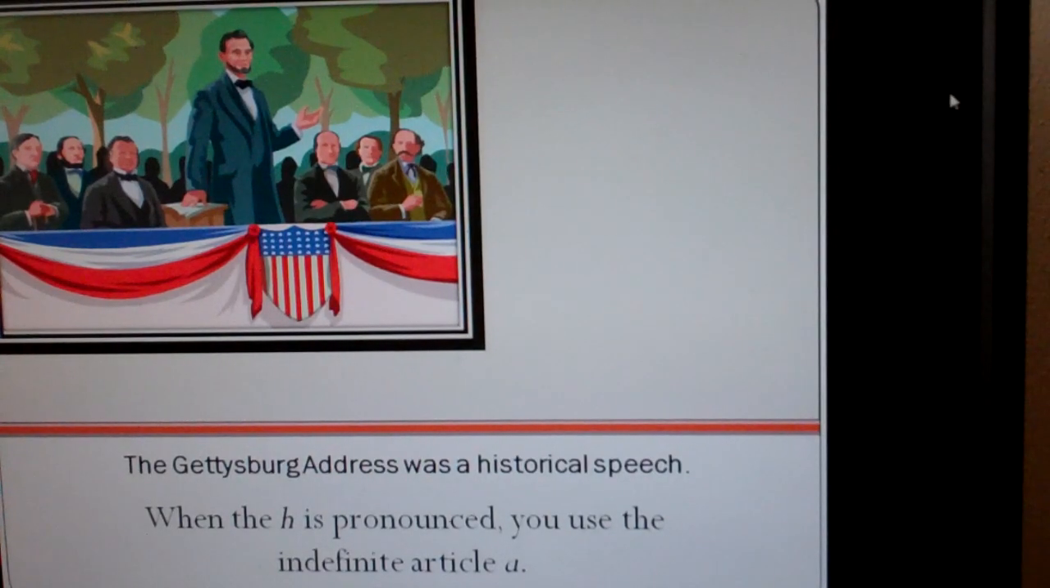The Gettysburg Address was a historical speech. When the H is pronounced, you use the indefinite article a.